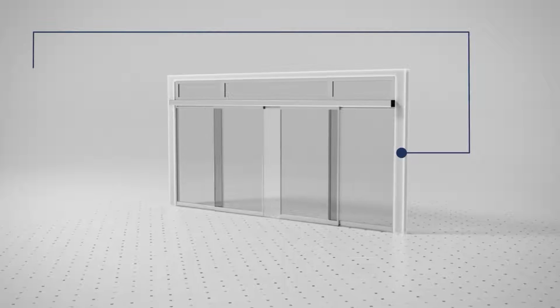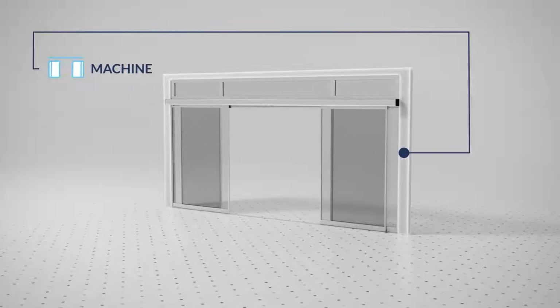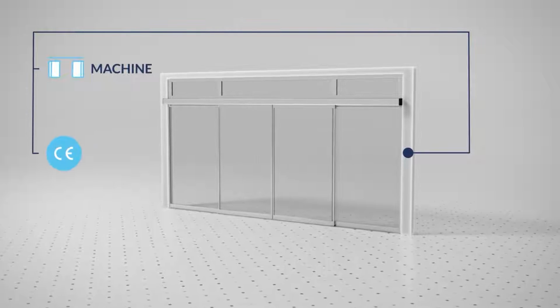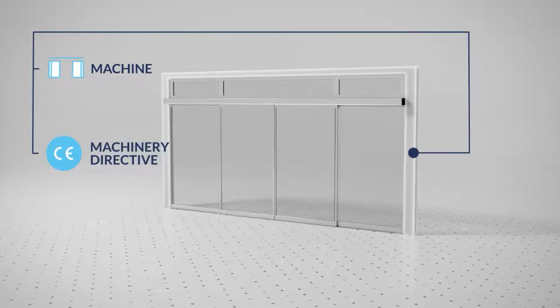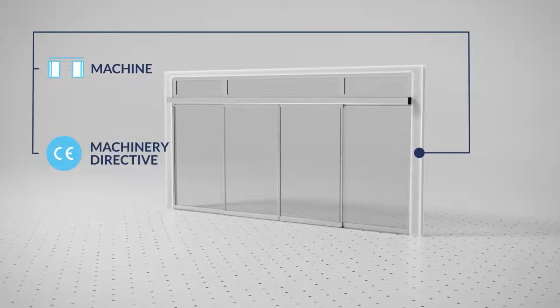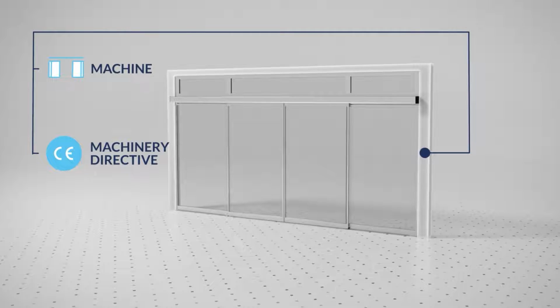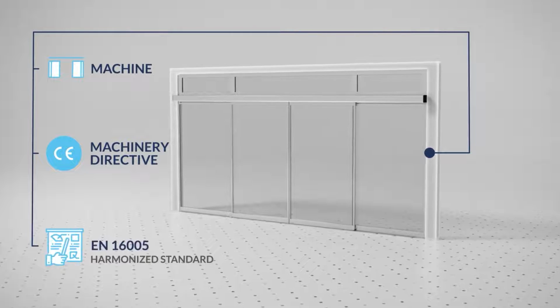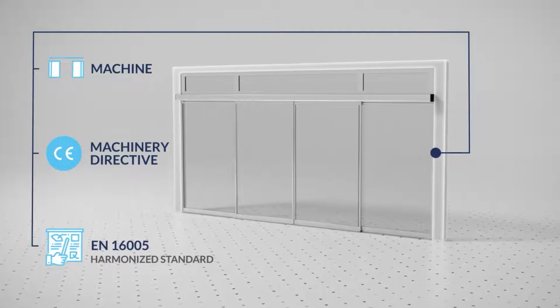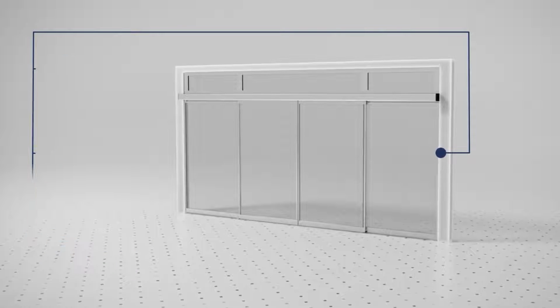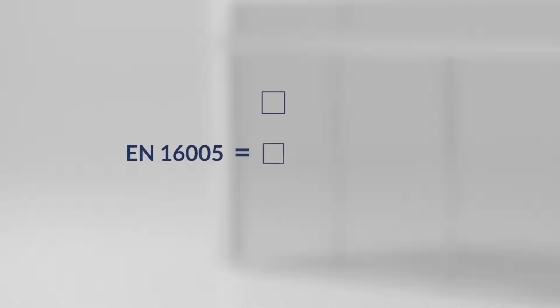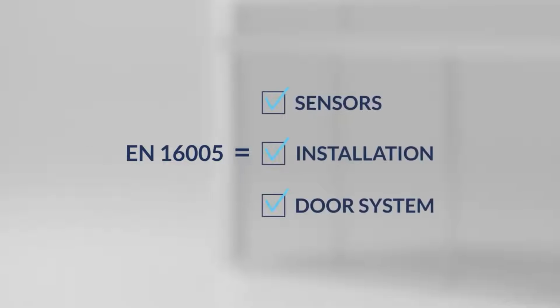An automatic door is a machine. Therefore, all installations must comply with the Machinery Directive, which is law. The easiest way to meet these safety requirements is to follow the harmonized safety standard EN 16005. To meet the provisions, you must use EN 16005 approved sensors and install the sensors according to the standard requirements. OK? Then your installation is EN 16005 ready.